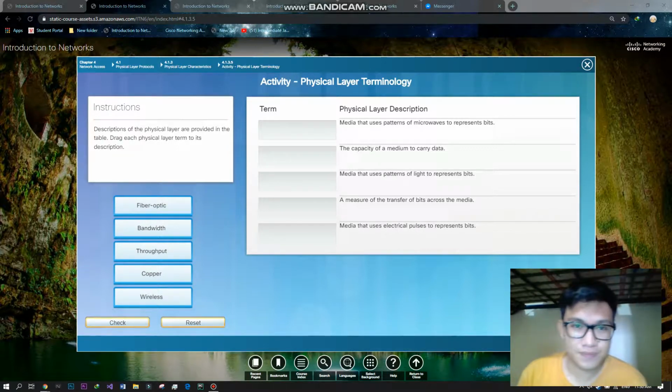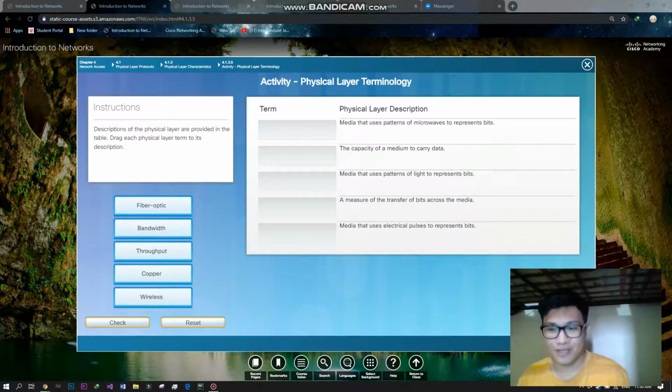For today's video, we're gonna discuss chapter 4 activities. As you can see on the screen, I have the preloaded tab for number 1 activity for chapter 4, which is physical layer terminologies and instructions. Descriptions of the physical layer are divided in the table. Drag each physical layer term to its description.